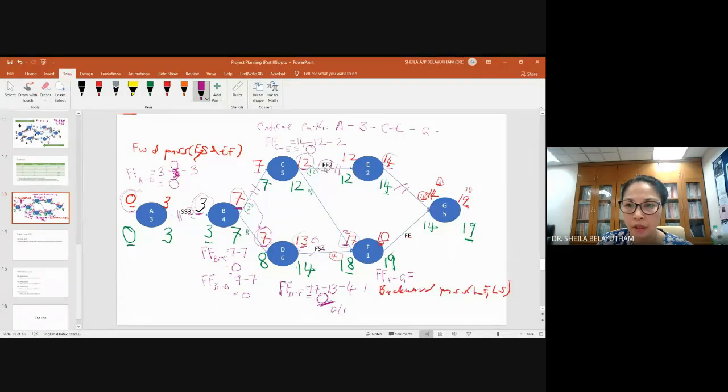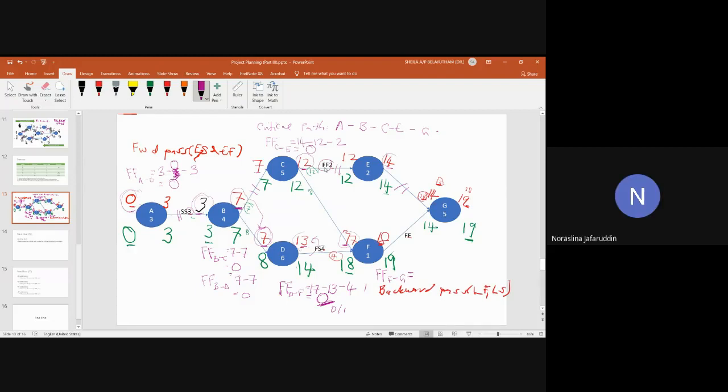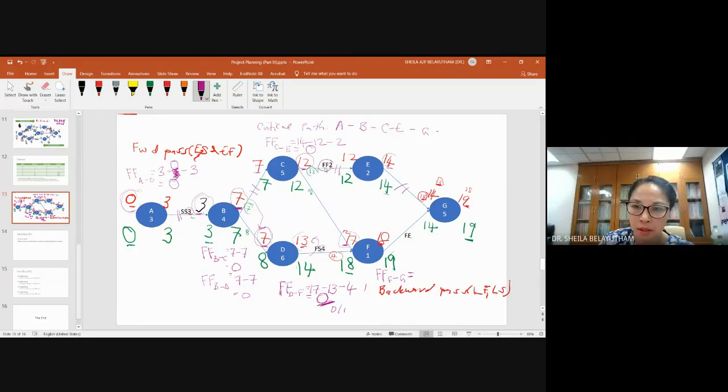So what's the free float from activity F to G? One. Okay, 1, because your constant is finish and finish. So are there any time frame in between both activities when they are in a relationship of finish? Early finish of the next activity minus early finish of the current activity. So 19 minus 18, that should give you 1. So free float of activity F will be 1.